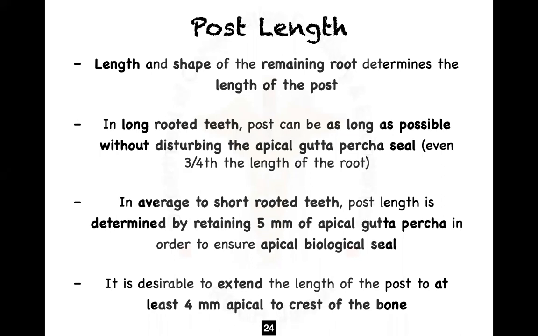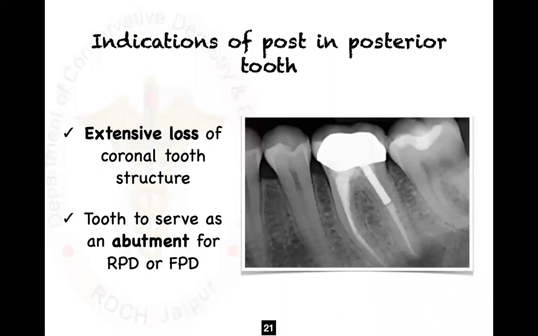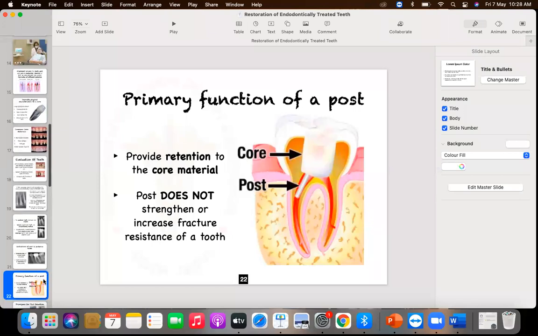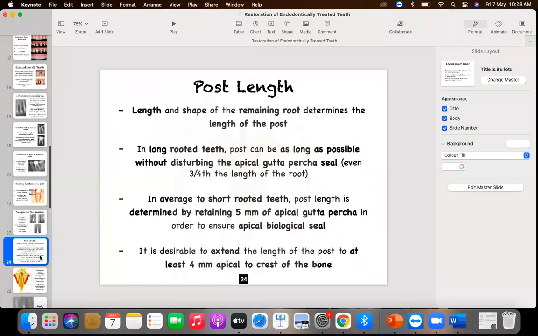It is desirable to extend the length of the post to at least 4 mm apical to the crest of the bone. As we were discussing about biological width, the same principle is applied here. This post length should be at least 4 mm inside the crest of the bone. The bone here on the side, your post shouldn't be so small that it doesn't go inside the bone on the side at all. It should at least be 4 mm inside the crest of the bone, okay.